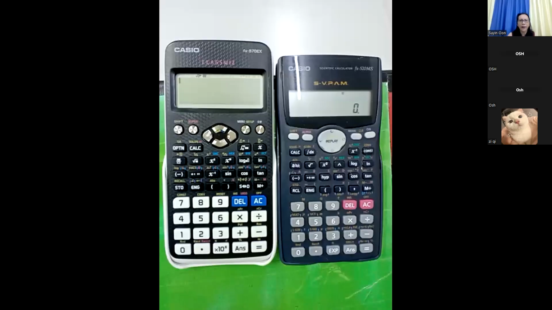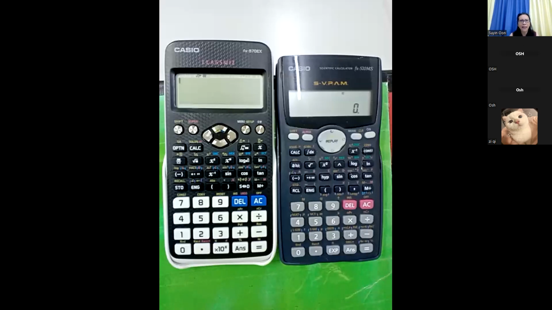Okay, class, get ready, yeah? Some of you might be using this calculator, FX570EX, some using MS. Before I start chapter 1, I will briefly show you certain steps using the calculator. I show you a few first, not all. You can't learn everything all at once, right?